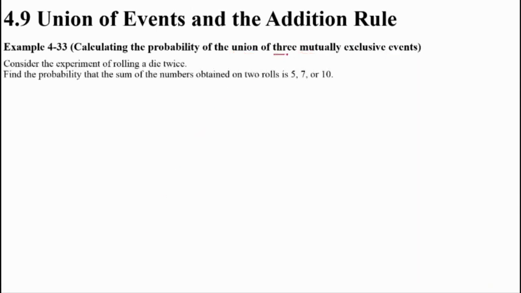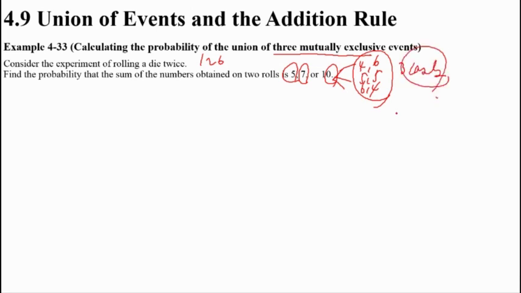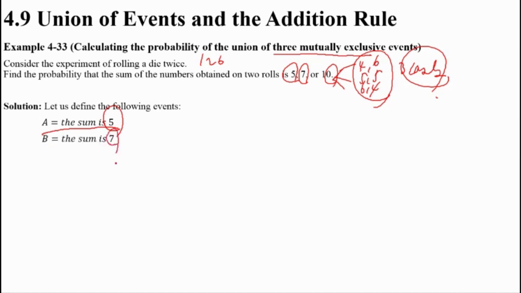One more example. Now we talk about a question with three mutually exclusive events. Roll a die twice, numbers 1 to 6. The sum of the numbers obtained is 5, 7, or 10. For two numbers, for example, 10 can be 4 and 6, 5 and 5, or 6 and 4. Anyway, it's the sum of two numbers. So only three cases. We define each one: event A, the sum is 5; B, the sum is 7; C, the sum is 10.